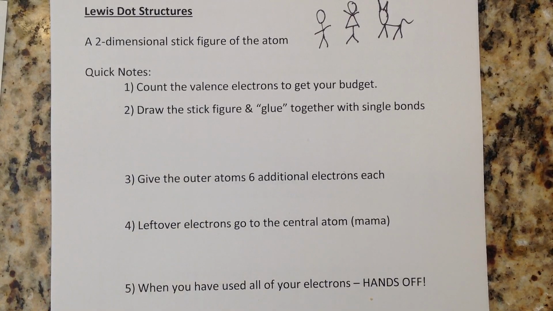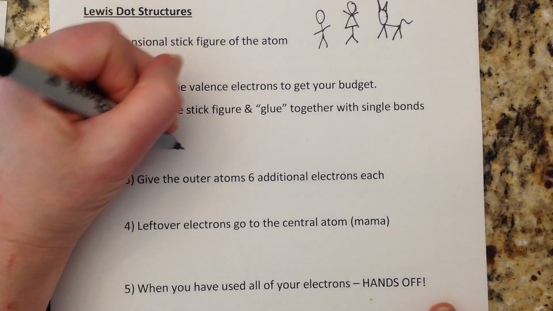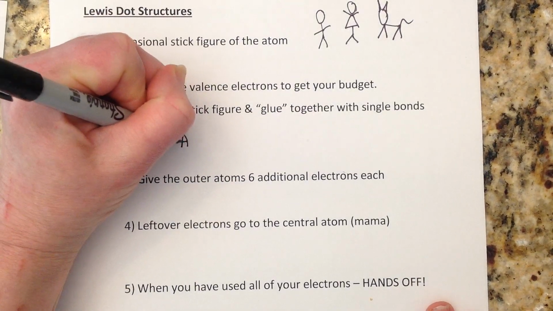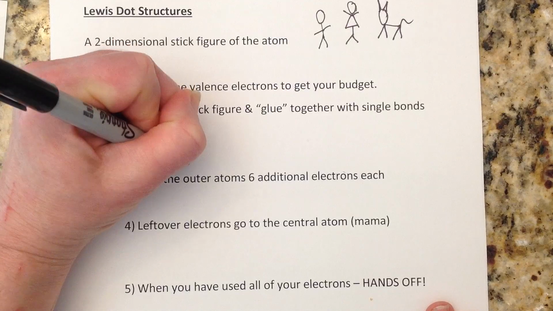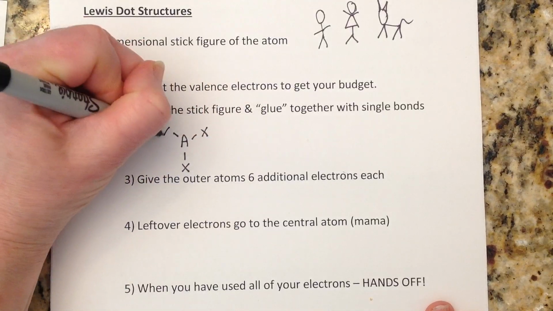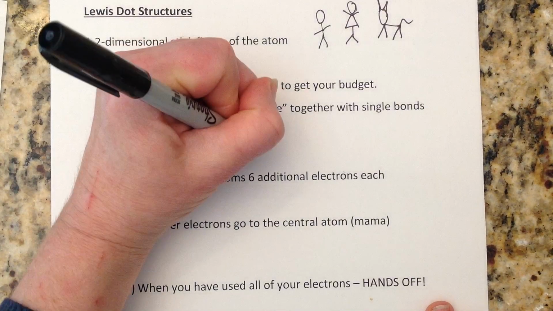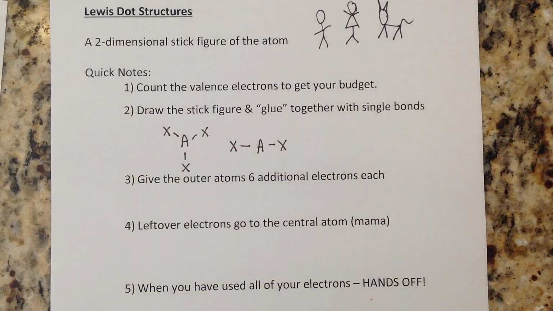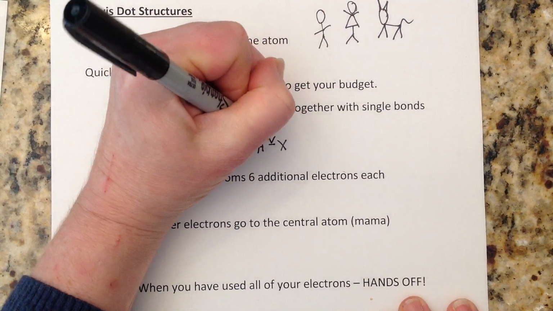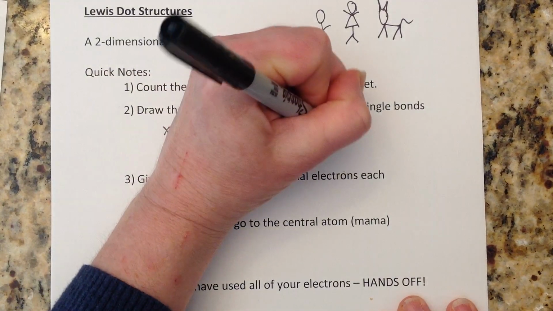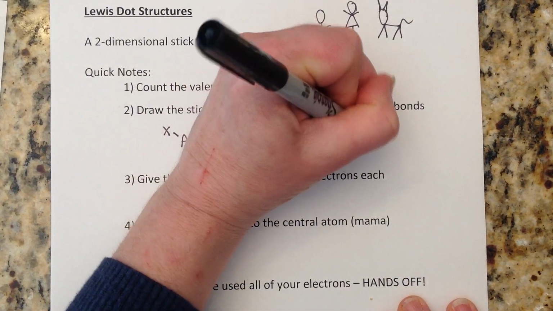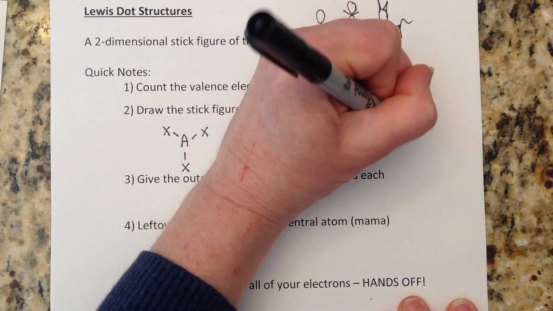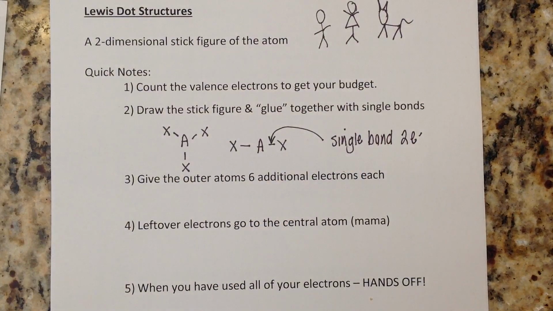Then we're going to draw our stick figure, and we're going to glue it together with single bonds. So our stick figure might look something like this, like if A is our central atom and X are the outer atoms, it might look like that. If it has just two outer atoms, it might look like that. But this is what we're going to call our stick figure. And this single line that you see, this is a single bond, and it is made up of 2 electrons. I'm going to go into just a little more detail on that shortly.